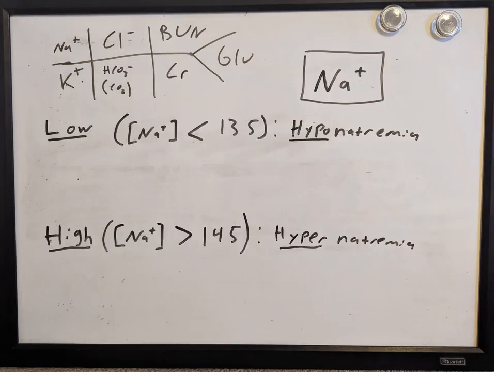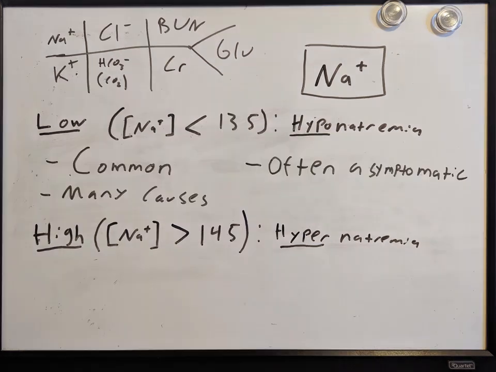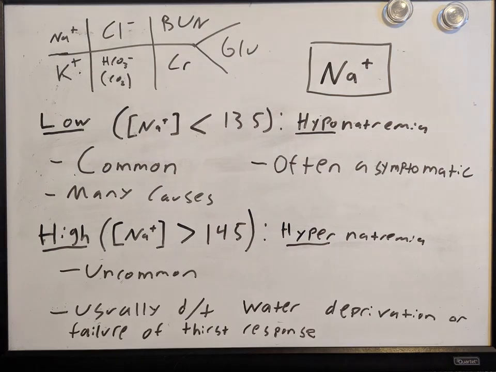So if we have a low sodium level, so less than about 135, we call that hyponatremia. And if we have a high sodium level, so greater than about 145, that's hypernatremia. Hyponatremia, so that again, that's a low sodium, is pretty darn common. It's often mild enough to be asymptomatic, and it has a lot of different causes that we'll talk about in a second. By contrast, hypernatremia, so that's a high sodium level, is actually pretty uncommon.